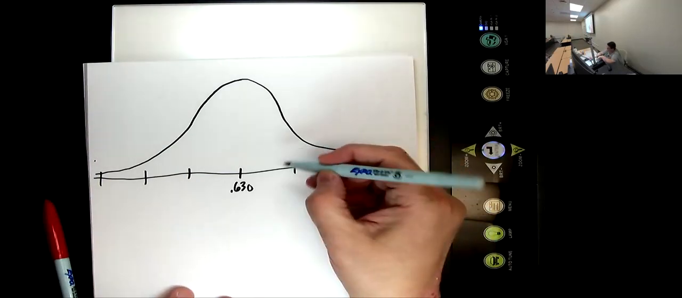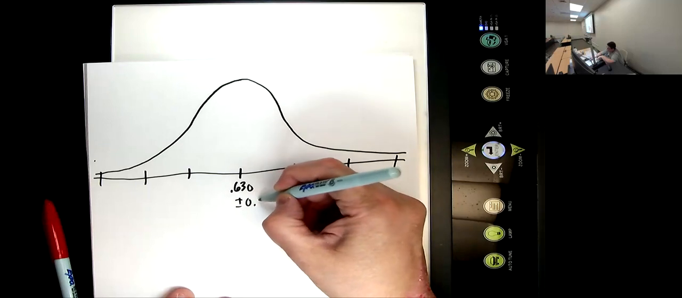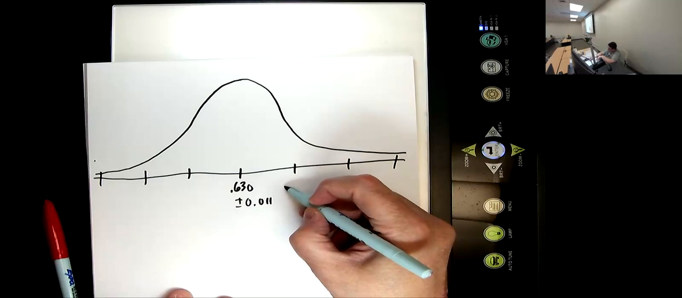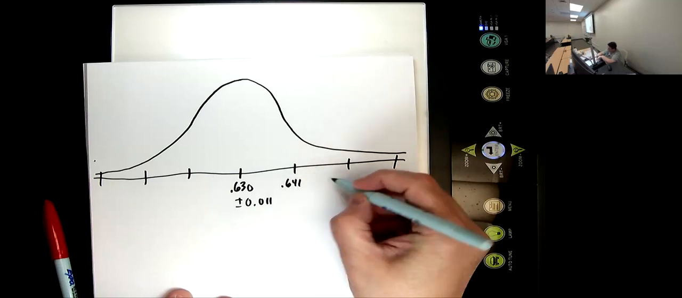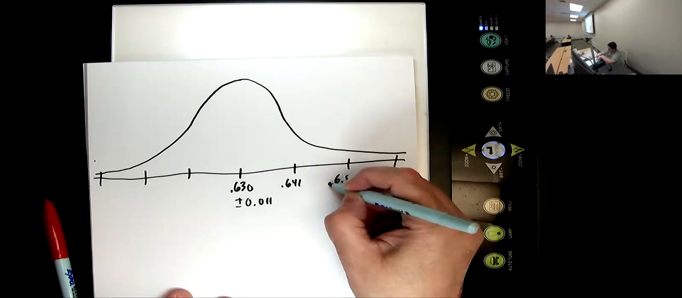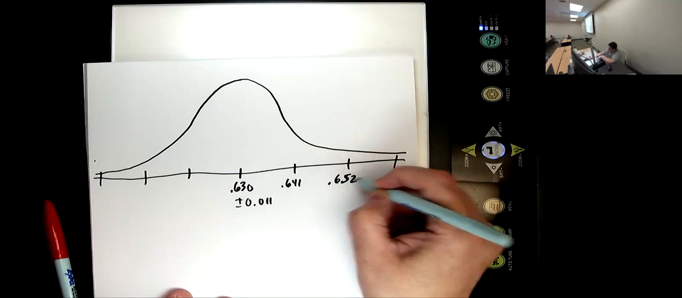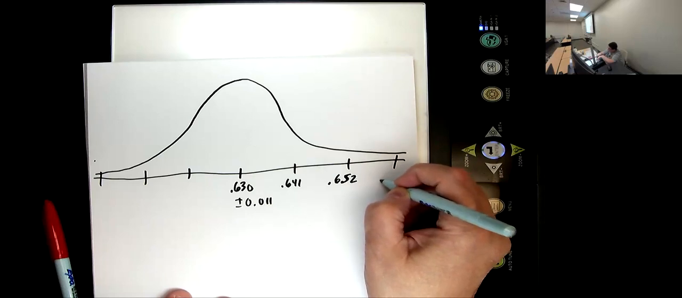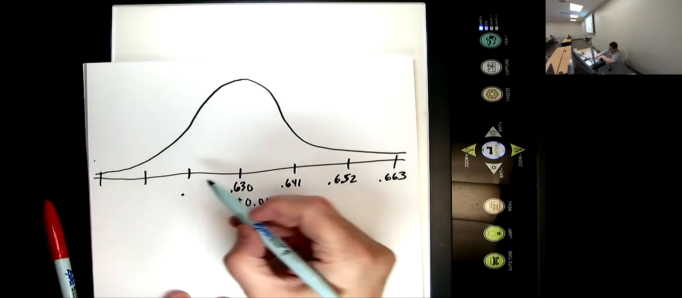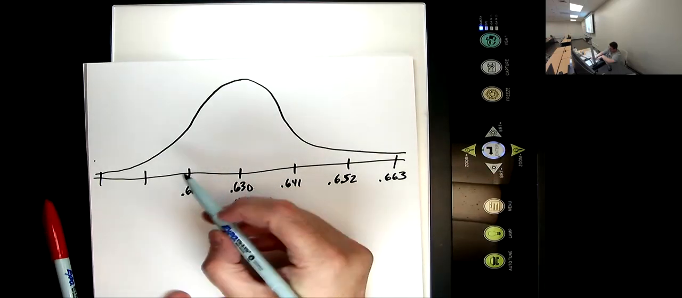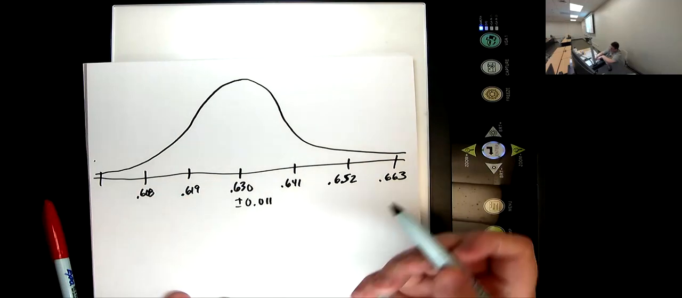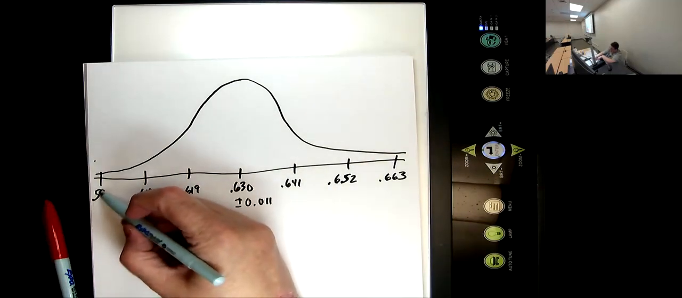I'm adding 0.011 in each direction. So this will go 0.641, 0.652, and 0.663. I go the other way, I've got 0.619, 0.608, and 0.597.